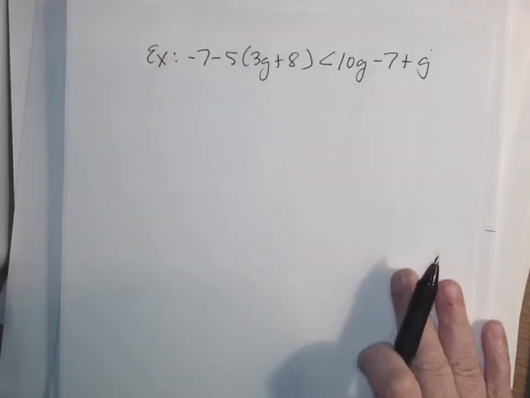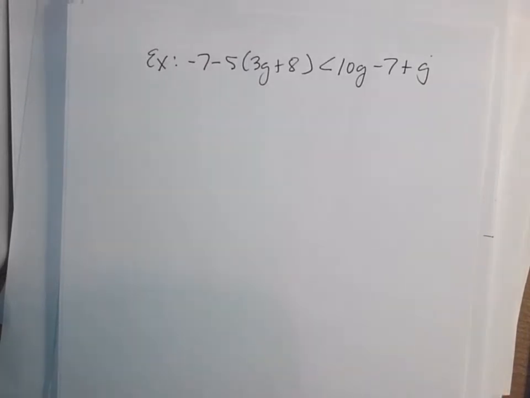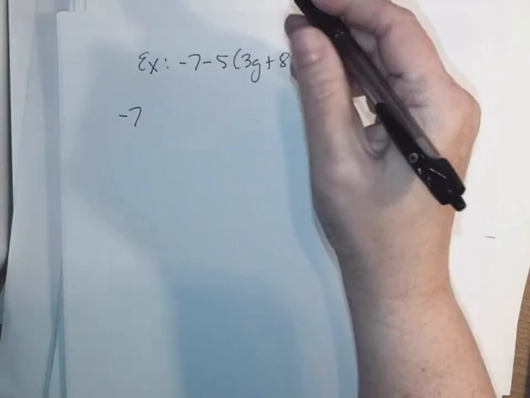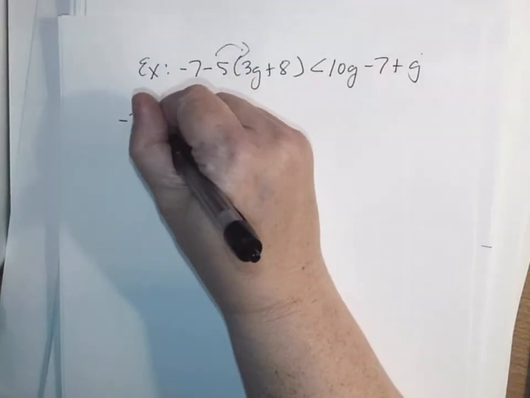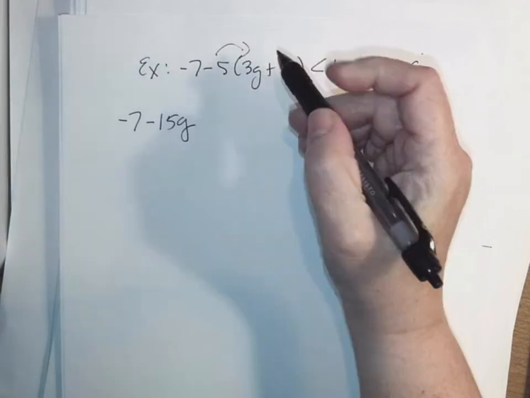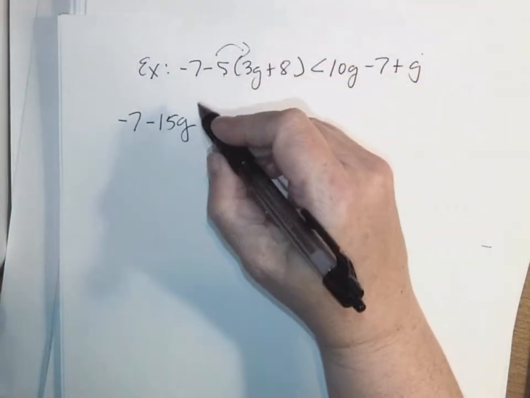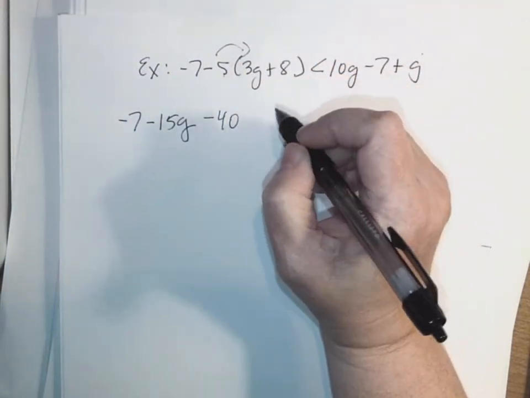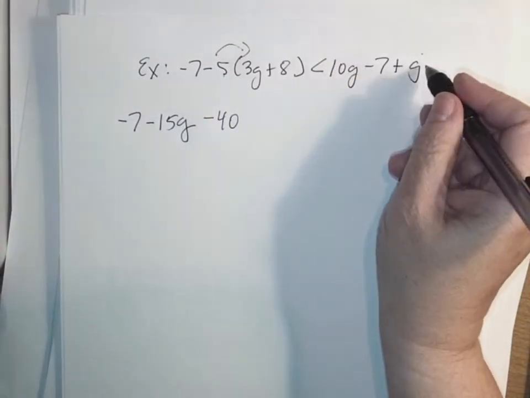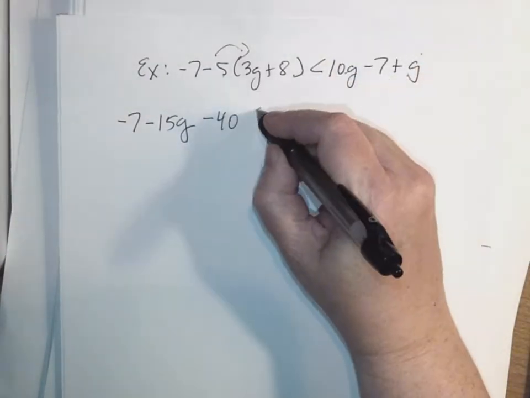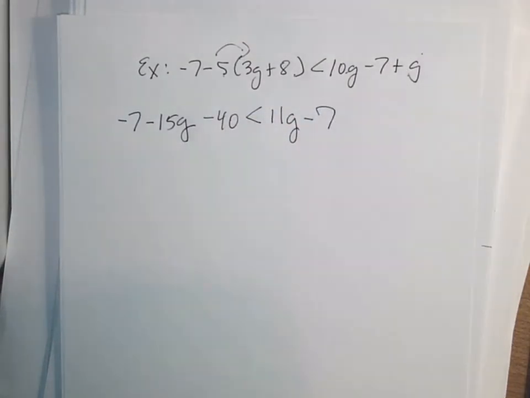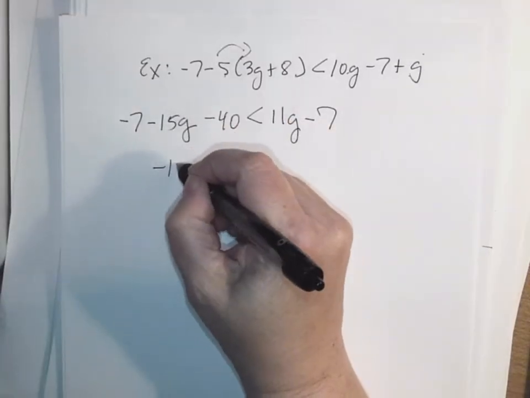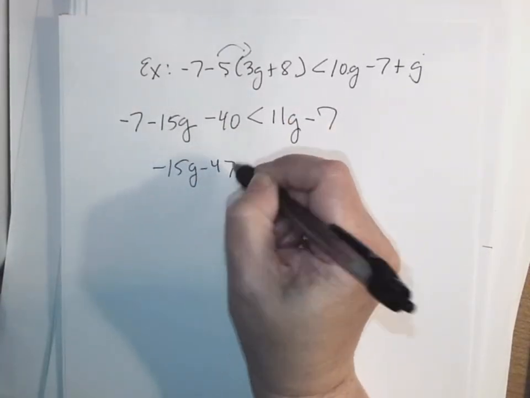All right, so I'm going to go on and say negative 7. I'm going to take a negative 5 times a positive 3g is a negative 15g. Negative 5 times an 8 is a negative 40. And then I'm actually going to take the time to combine these on this other side to get 11g minus 7. Why not, right? So what I'm going to do now, I'm going to combine what I can over here. That's a negative 47 becomes 11g minus 7.